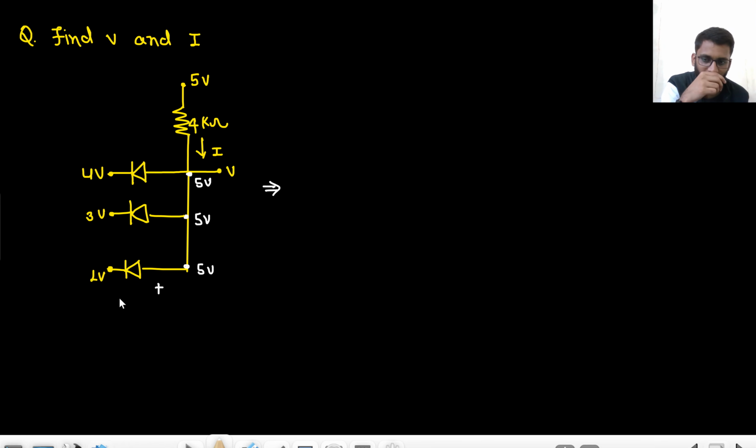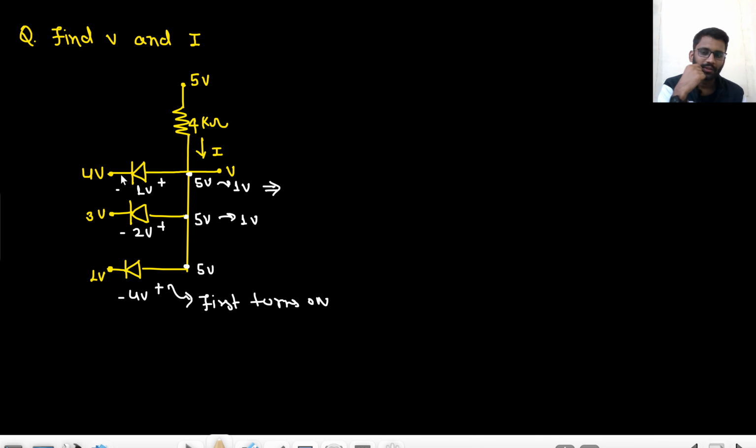Now this has a forward voltage drop of 4 volt. This has a forward voltage drop of 2 volt, and this has a forward voltage drop of 1 volt. So which will turn on first? The lower one will turn on first, right? This one turns on first. So if this turns on, that means 1 volt will come here. So this 5 volt will be replaced by 1 volt. So this is 4 volt and this is 1 volt. That means this will be turned off.